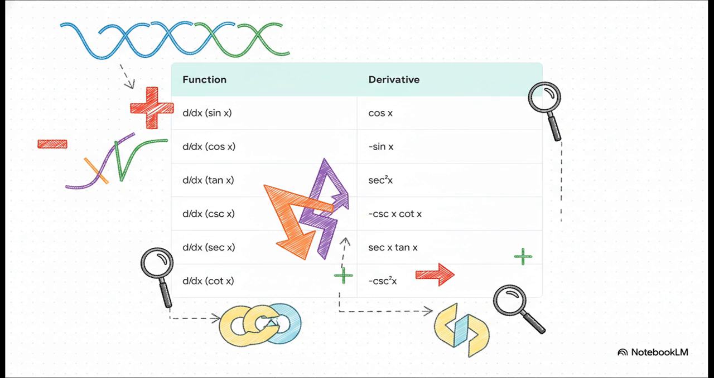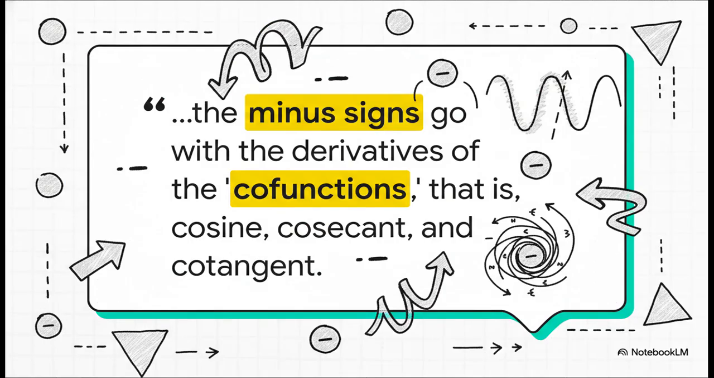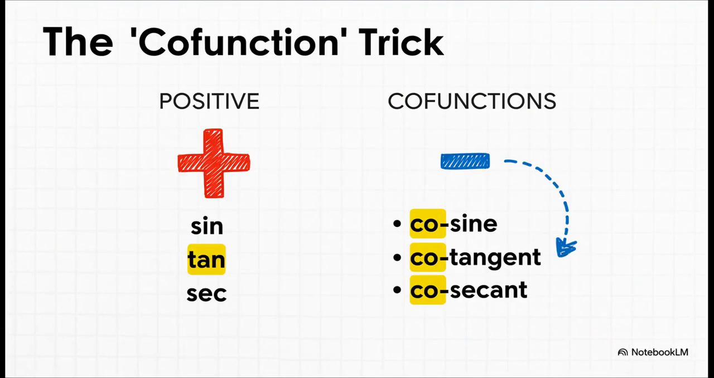Now just ignore the letters for a second and only look at the minus signs. See them there? Do you notice anything about which functions have them? Well, as this quote points out, there's a fantastic memory aid here. It says that the minus signs go with the cofunctions, cosine, cosecant, and cotangent. Those negative signs aren't just sprinkled in randomly. They follow a rule. And here's the trick.